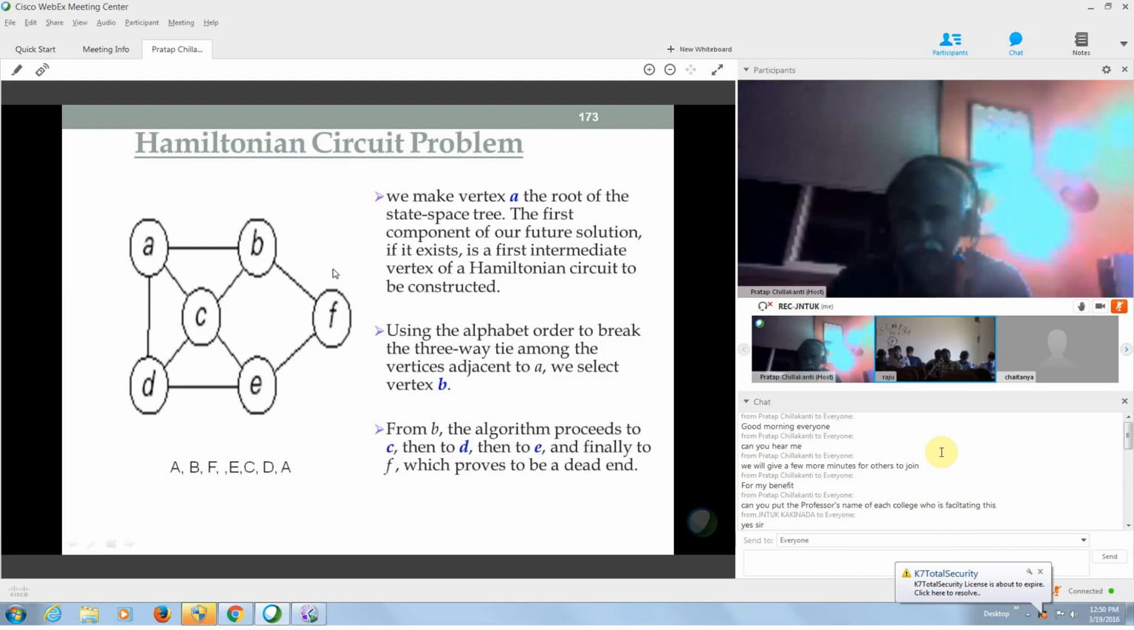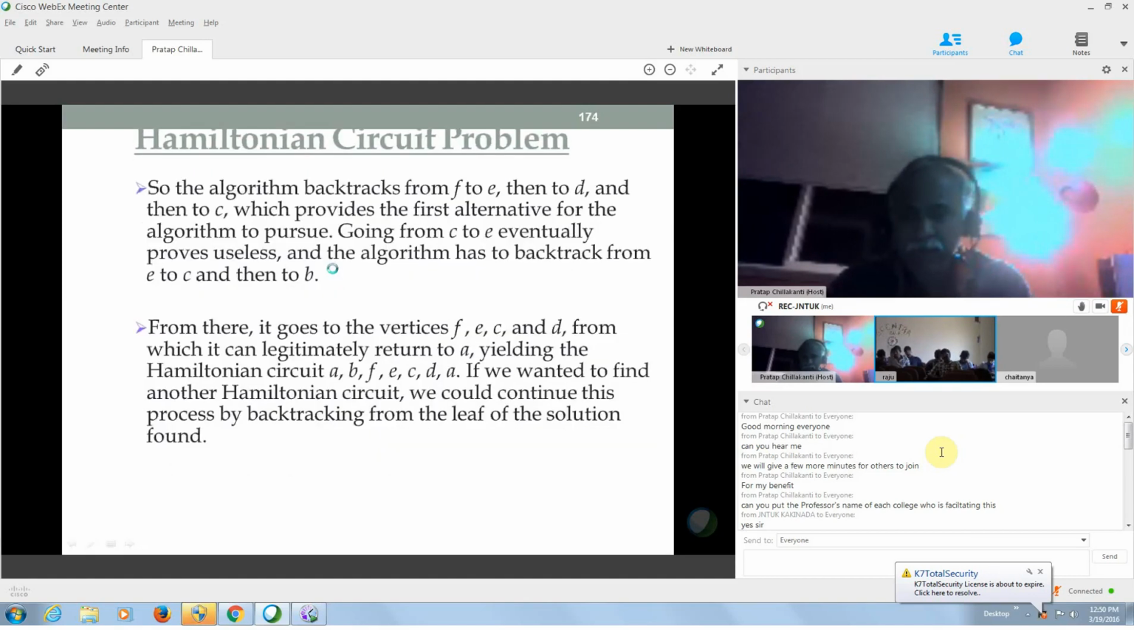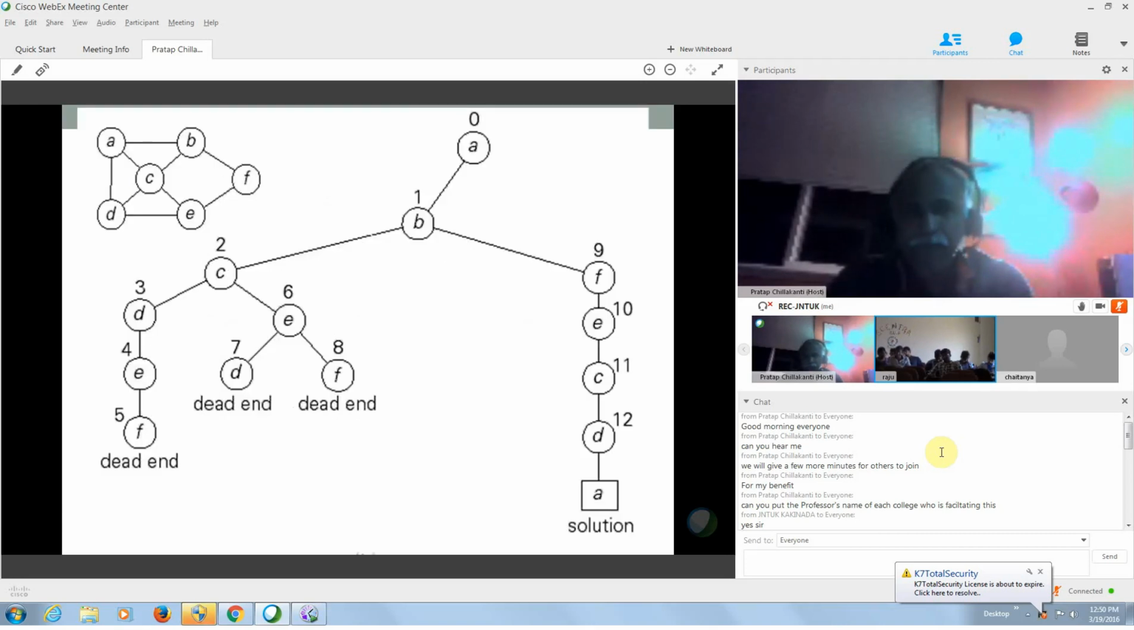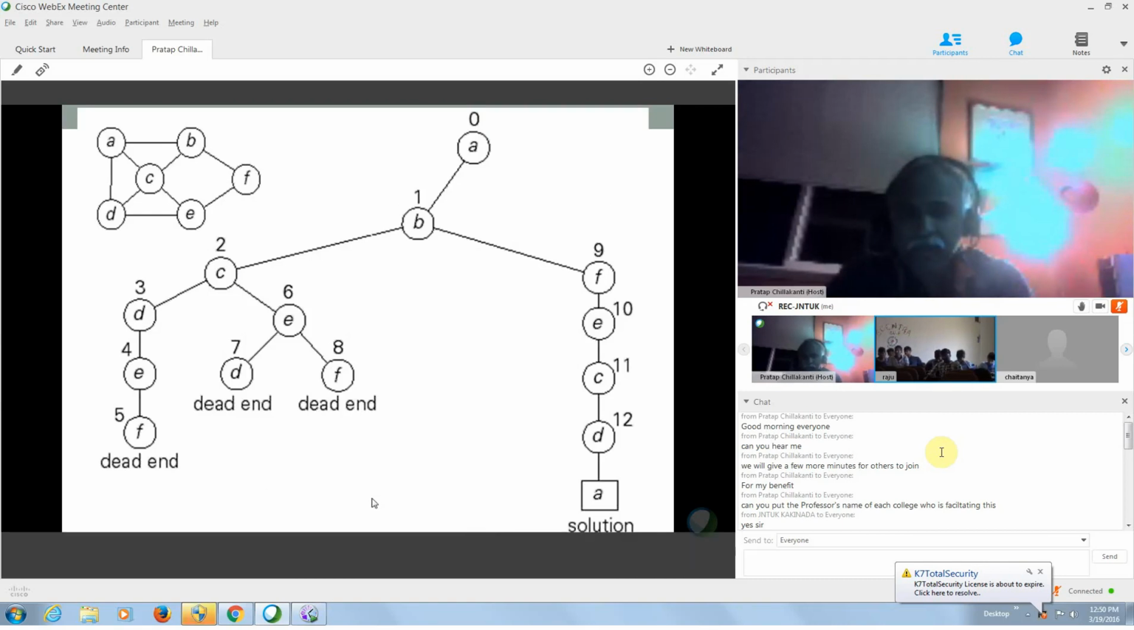That's how you apply backtracking to Hamiltonian circuit problems. It works great. Then to D and so on, right? So what do you do when you do all of those things? Ultimately, you arrive at a solution of a Hamiltonian path like this.